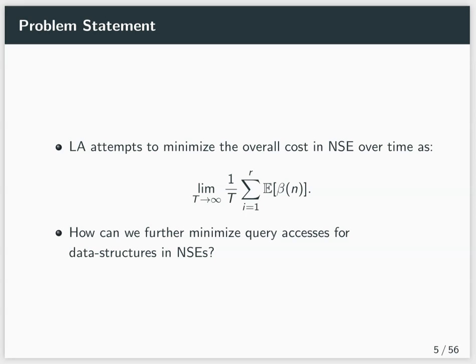In our particular case, what we would like to do is to minimize the expected penalties that we are receiving over the course of the entire, quote-unquote, experiment. The point is, can we minimize the query accesses for data structures in non-stationary environments?